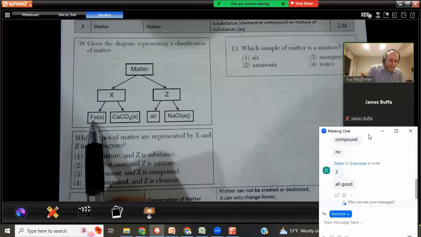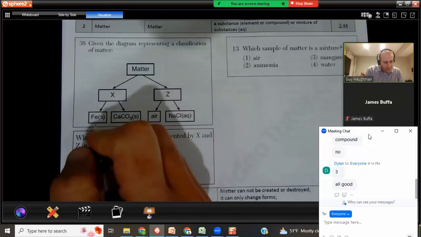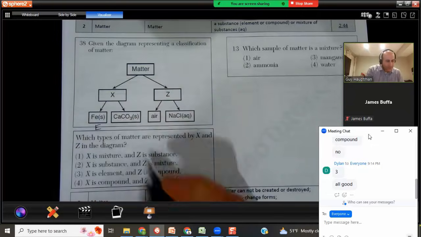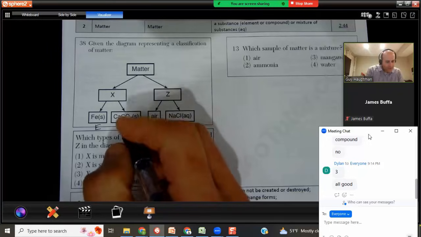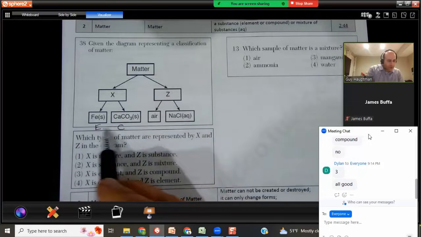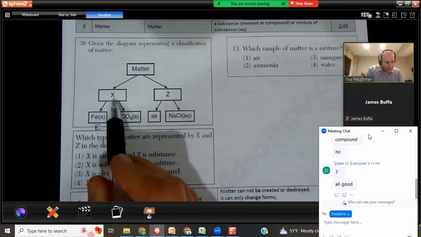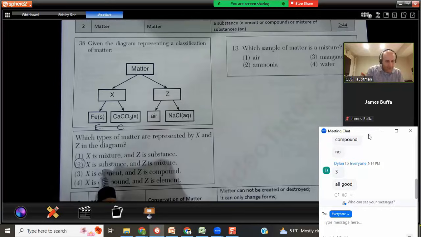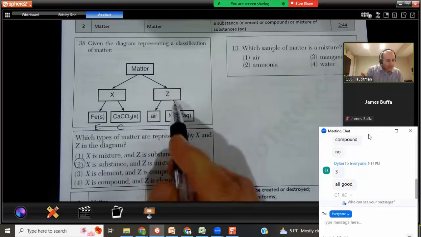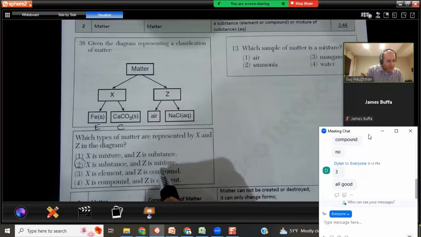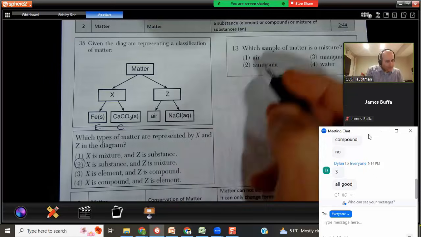Well, if we have one capital letter, that's going to be our element. Here we have multiple capital letters. That's going to be a compound. And what do we collectively call elements and compounds? Substance. So X is a substance. Therefore, Z has to be a mixture.